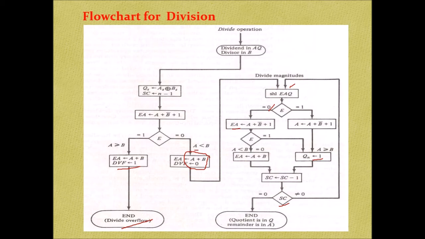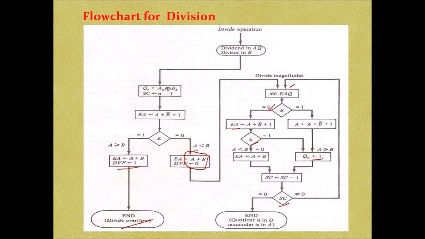So after this operation we have to again check the value of E, because E may have changed due to this operation. So now again we check the value of E. If E is equal to 1, we will go in this direction and make the Qn equal to 1. Again the next step is to decrement the sequence counter.